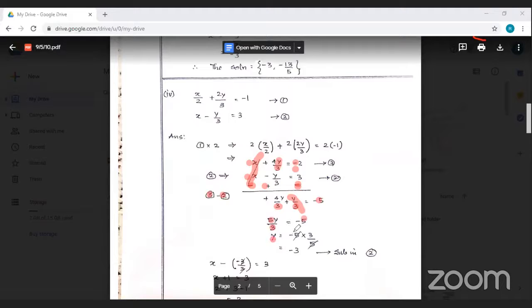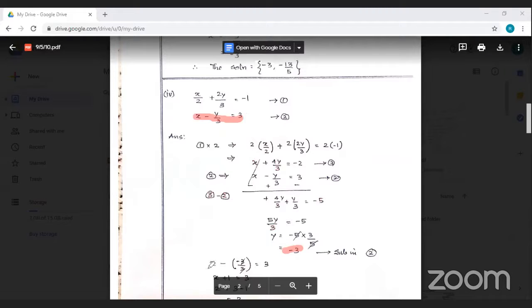Y is equal to minus 15 by 5. If this 5 goes to that side, it will be multiplied. 5 will cancel, minus 3. Y is equal to minus 3. Any doubt? No doubt, sir. Substitute this minus 3 in equation 2.